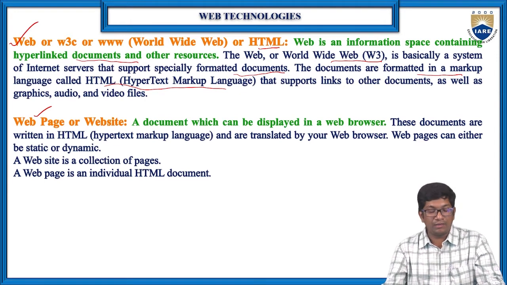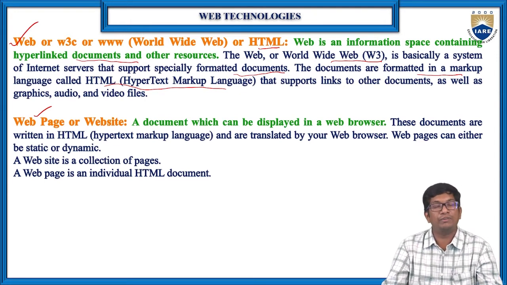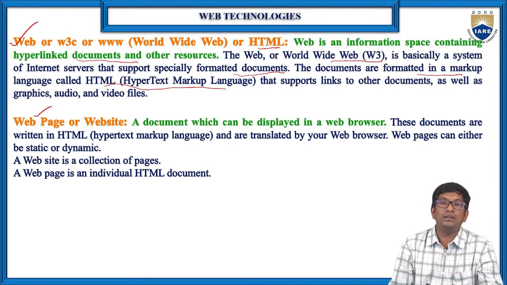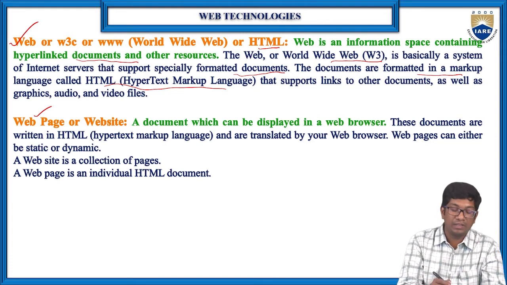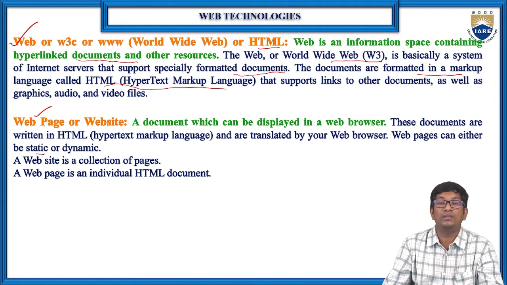Web pages can either be static or dynamic. So the web page can be either static or dynamic. Static means we can display the data, but we can't interact with the web document. By using a dynamic web page, we can interact.